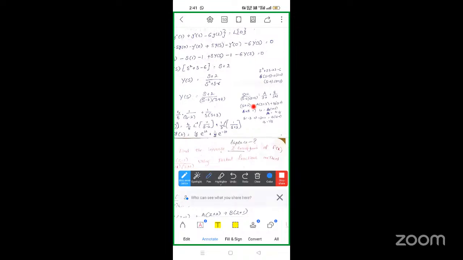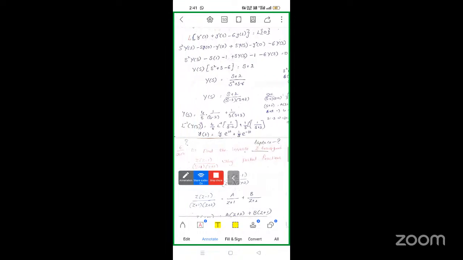After this, we can write partial fractions. So we can find the partial fractions: (s plus 2) by (s minus 2) into (s plus 3) is equal to A by (s minus 2) plus B by (s plus 3). Taking LCM, compare the coefficients of s terms and constants. So we are getting A is equal to 4 by 5 and B is equal to 1 by 5.